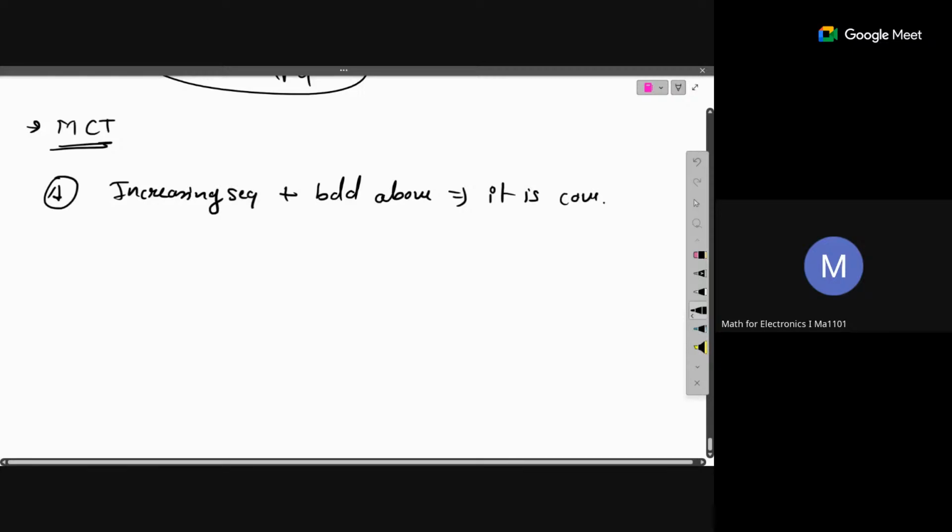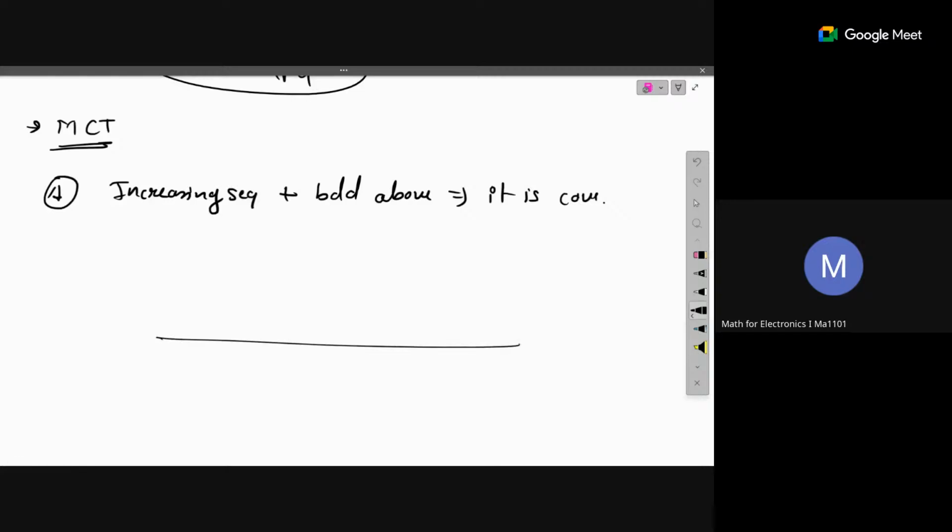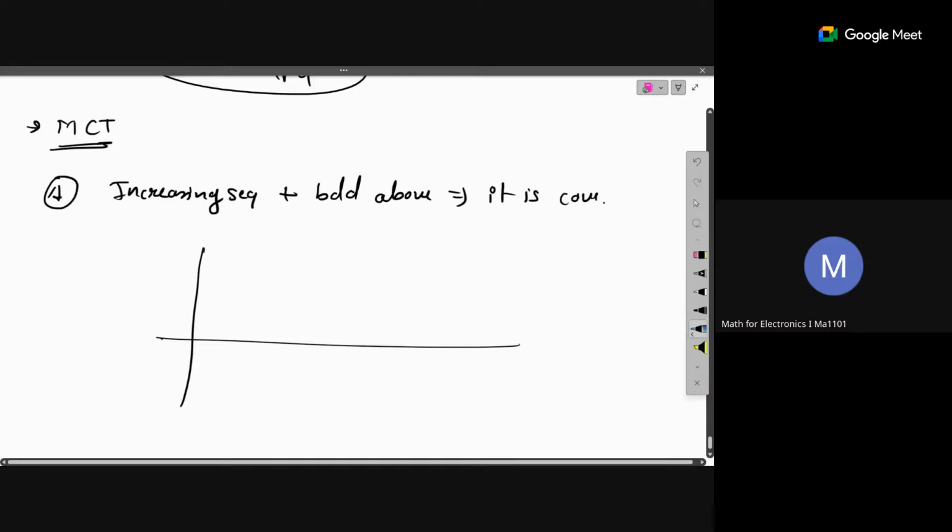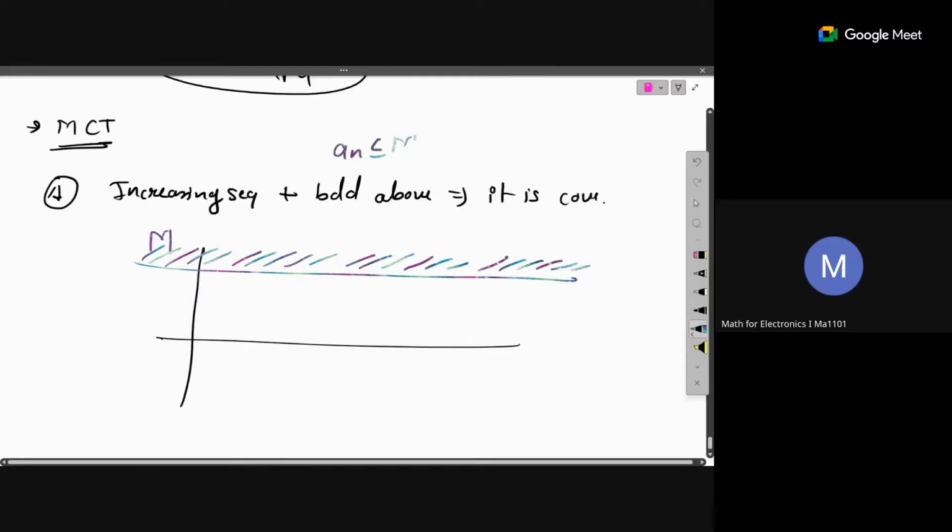So why this actually happens is, if you consider the plot of a sequence, suppose here I plot a sequence. What does the monotone convergence theorem mean? It says that first, it is an increasing sequence, and second, it is bounded above. Bounded above means I am able to find a number, capital M, such that any term of the sequence cannot cross this particular ceiling M, right? Bounded above means all the terms should be less than or equal to this capital M.